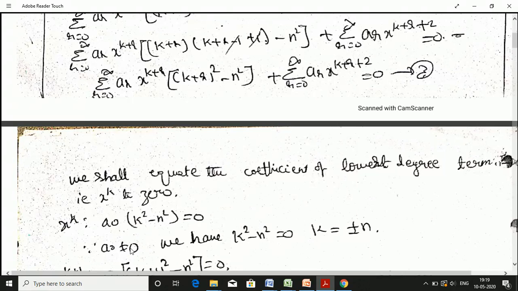And we have the condition that a naught not equal to 0. The only possibility is k square minus n square is equal to 0, or k square is equal to n square, or k is equal to plus or minus root n square, nothing but plus or minus n. We obtained two values for k.